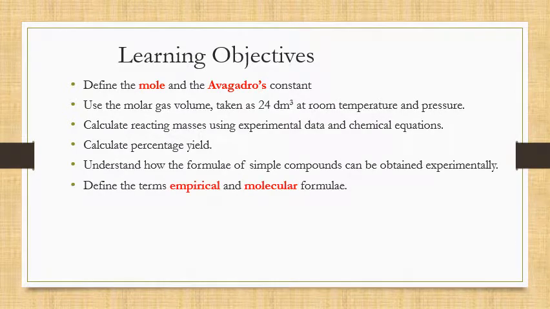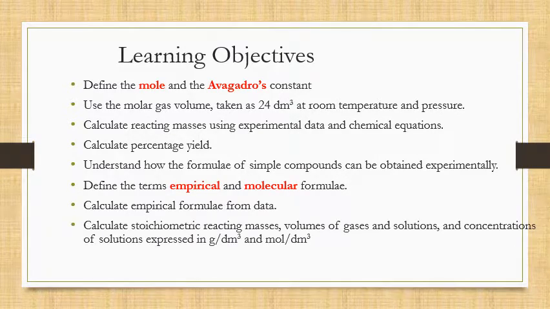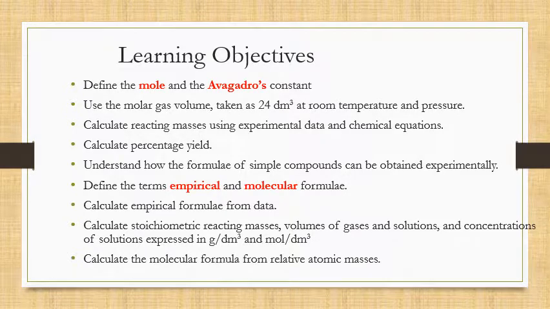understand how the formulae of simple compounds can be obtained through experiment, define the terms empirical and molecular formulae, calculate empirical formulae from data, and calculate stoichiometric reacting masses, volumes of gases in solutions, and concentrations if given values. And finally, calculate the molecular formula from relative atomic masses.